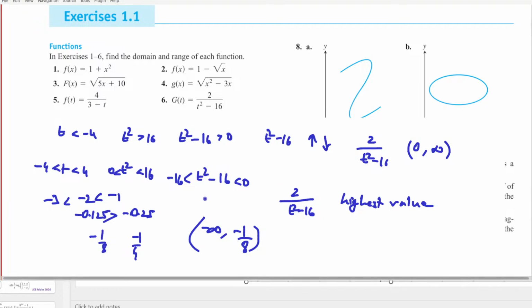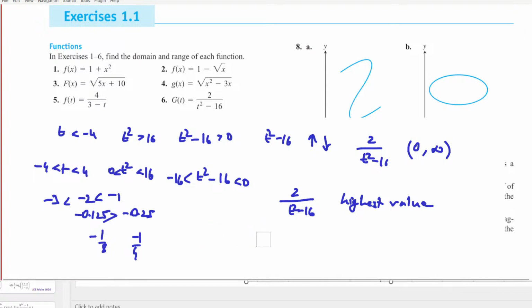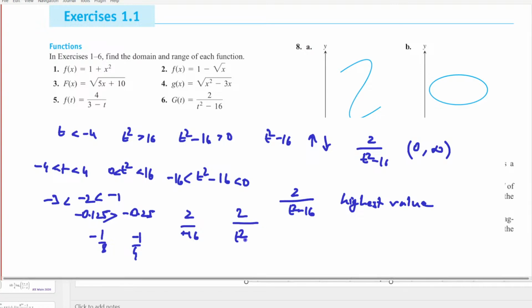Okay, so what you have done, minus 2 by minus 16 we have done, and 2 by t square minus 16, right? Agreed. This is equal to minus 1 by 8 by 2 square minus 16. 2 by t square minus 16. Right?